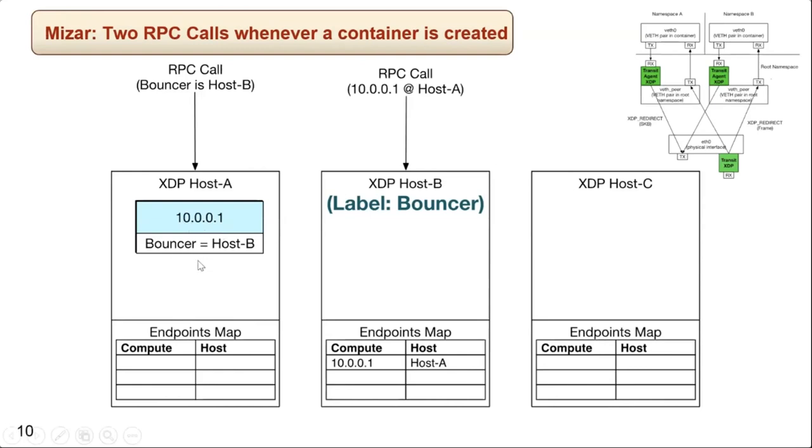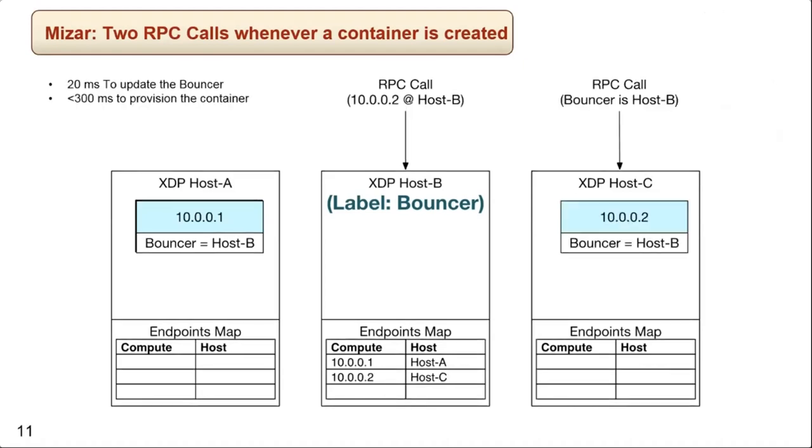And then we have another RPC call to the bouncer host that tells it that 10.0.0.1 is hosted at host A. Okay, so we just need these two RPC calls to provision the container, and that's pretty much it. Now, let's say we add another container. So we add another endpoint, and we do exactly the same thing.